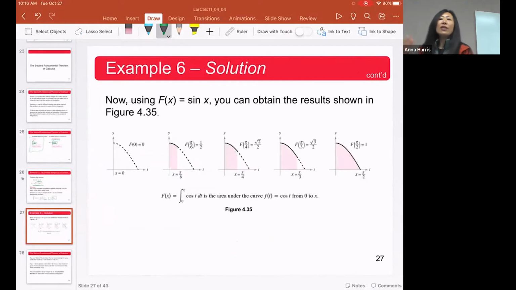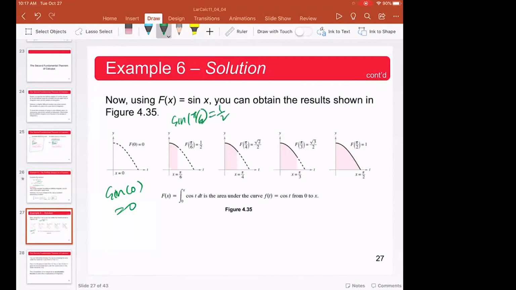Now, I don't have to take integrals again and again because I got my answer, which is sine x. So I can just replace x with 0, pi over 6, pi over 4. The sine of 0 gives me 0, so I don't have any area. That's why you don't have any shade. Next one, sine of pi over 6 gives me 1/2, so I have an area right here, which is only 1/2.